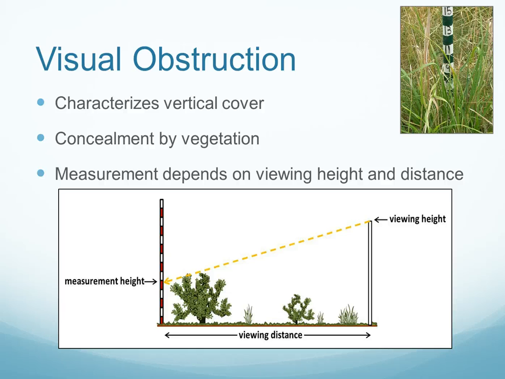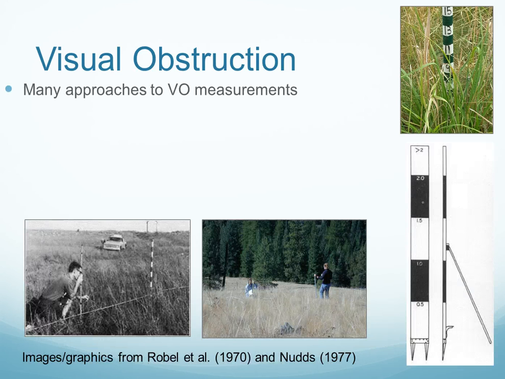There are a number of different visual obstruction methods, but they all have the same principle: the stick or pole or cover board is observed from a set distance, that's the viewing distance, and the observation is made from a set viewing height. And so the height on the apparatus is then recorded. As I mentioned, there have been many approaches to visual obstruction measurements.